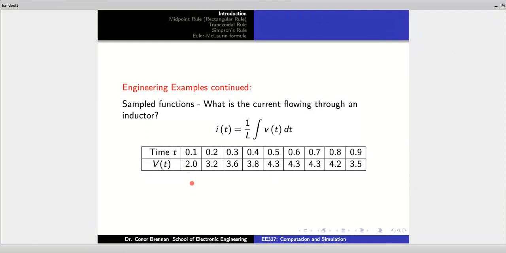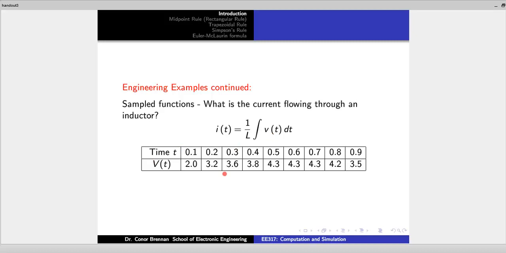Here's another example. Someone gives you output data from an experiment with an inductor, and they measure the voltage across the inductor at discrete sampled times. And they ask you, well, what is the current flowing through the inductor? The current flowing through an inductor is related to the voltage in this fashion: V is equal to L times dI/dt. So inverting that, we get I is equal to 1 over L times the integral of the voltage.